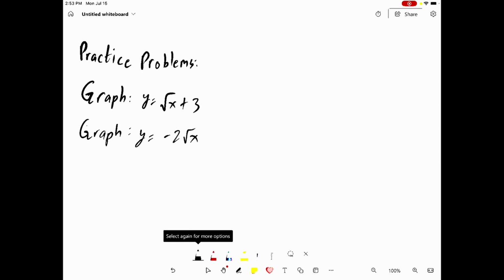For today, we only have 2 practice problems. Graph y is equal to the square root of x plus 3, and graph y is equal to negative 2 times the square root of x.